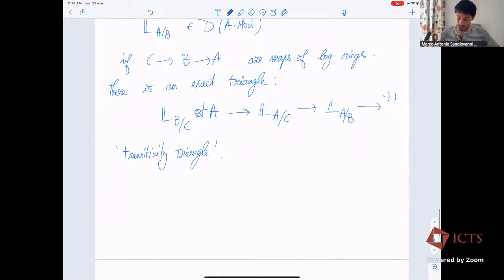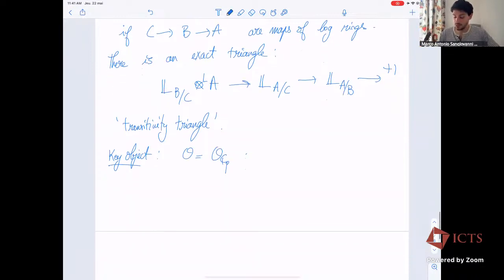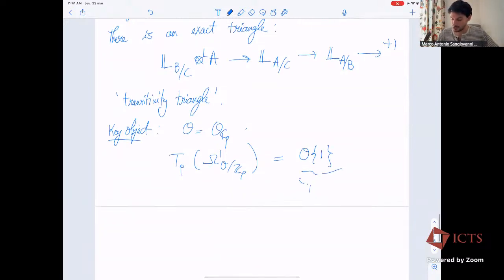And there is now a key object. In what follows, I will denote by O the ring of integers of C_p, the valuation ring, and I will consider the Tate module of the relative differentials of O over Z_p. This I will denote by O curly 1. This is known in the literature as a Breuil-Kisin twist. It's a free O module of rank 1.